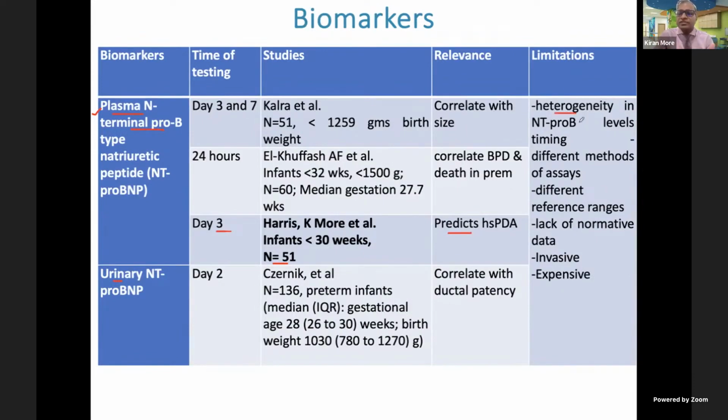However, there's a lot of heterogeneity in the levels and timing of the measurements. The reference ranges are not standard. Plus, you have to do a blood measurement, and it is also expensive and not available in many places. That's why this has not picked up very well.